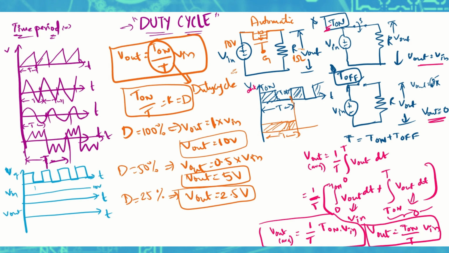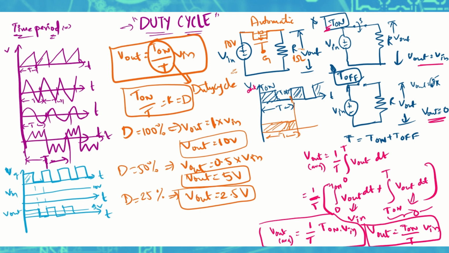Now for 50%, when the switch is on, the output sees the voltage of 10 volts. When the switch is off, there is no voltage. Again the switch is on, 10 volts, switch is off, no volt, like that. Then our average is going to be, for 50% duty cycle, around 5 volts, right? I hope this is clear.